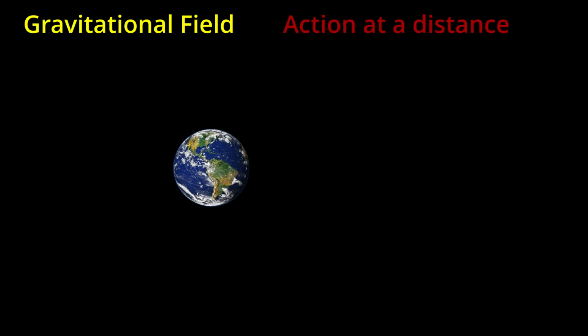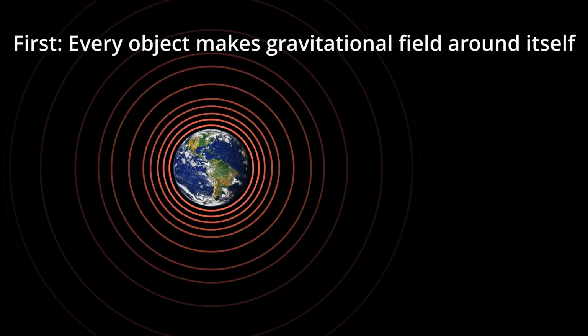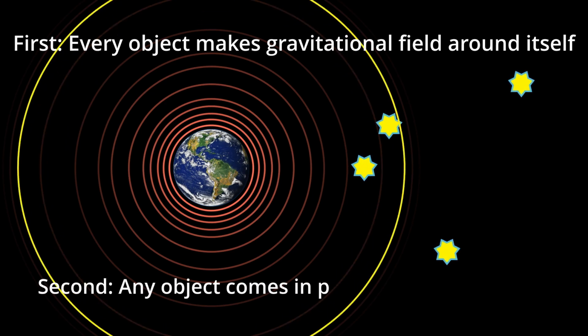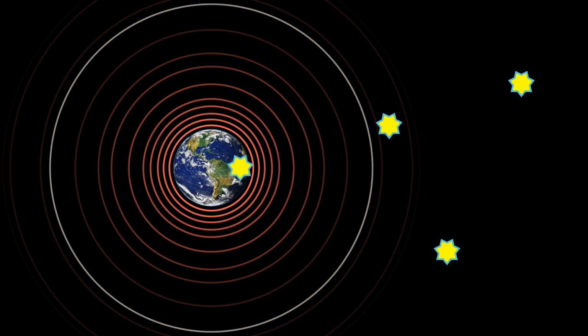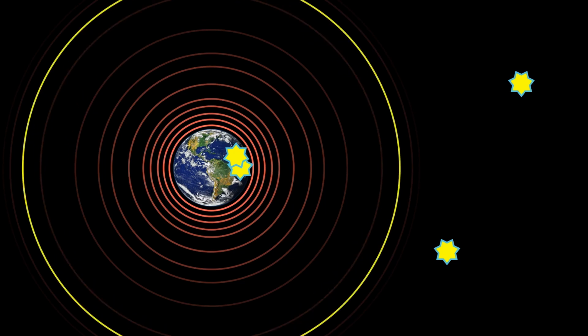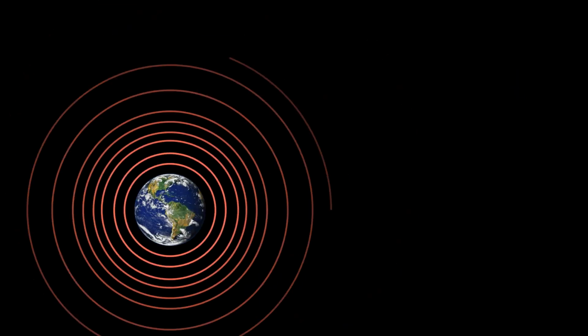This works on the principle of action at a distance. It assumes that at first every object makes a field around its mass. This field has its own energy and momentum. Second, any object that comes in proximity of this field gets attracted towards the mass. So in short, we can say a gravitational field is a region in space around a massive body where other objects experience the gravitation force. So the gravitation field is a concept that allows us to understand how the influence of a massive body extends throughout the space.